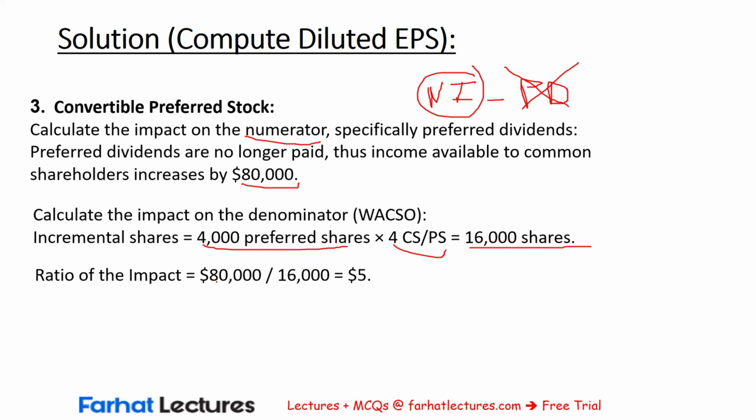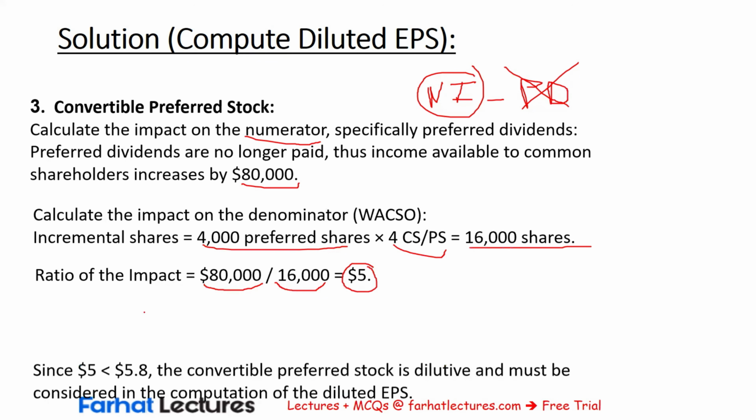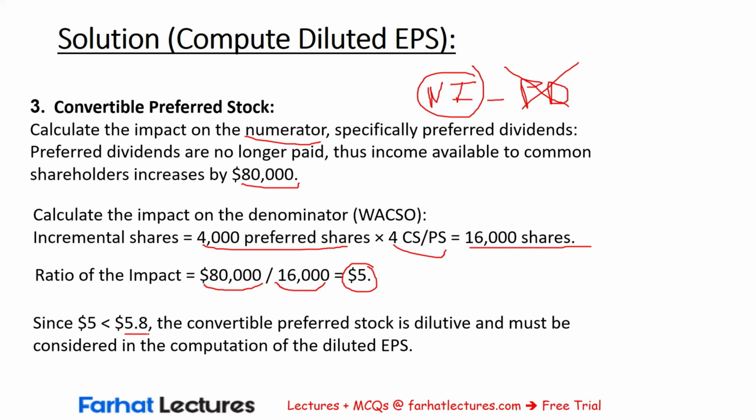The ratio of the impact, so we have preferred dividends saved 80,000. This is in addition to the numerator. And the addition to the denominator is 16,000 shares. So 80,000 divided by 16,000, the ratio is $5. It is less than the basic EPS, and therefore the convertible preferred stock is dilutive. It's going to reduce the basic EPS, and therefore it must be considered in the computation of the diluted EPS.